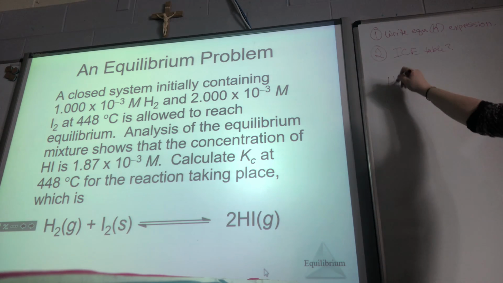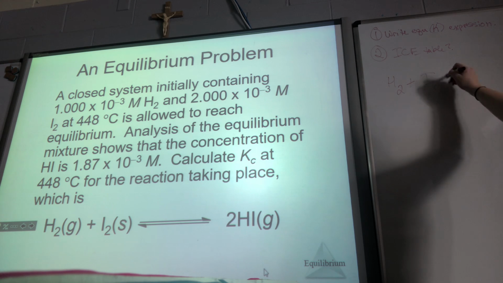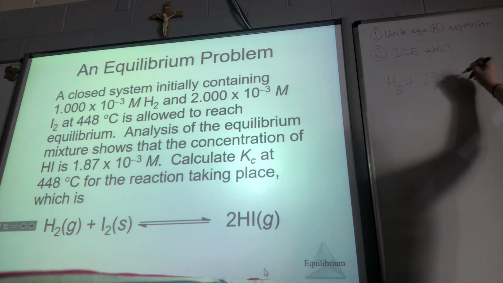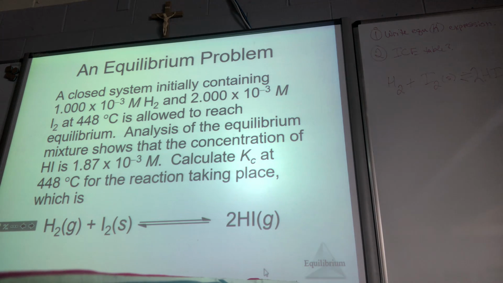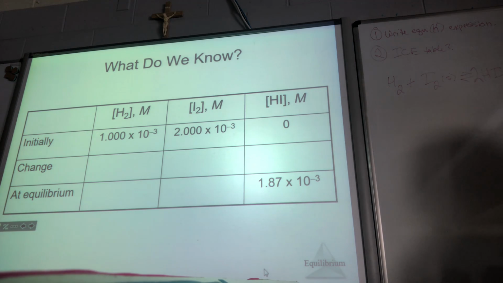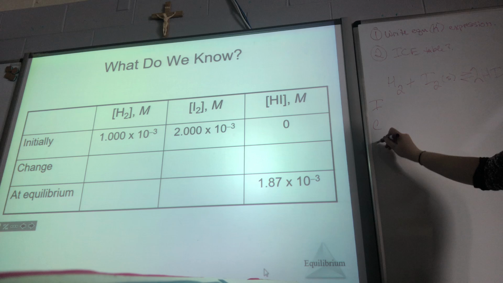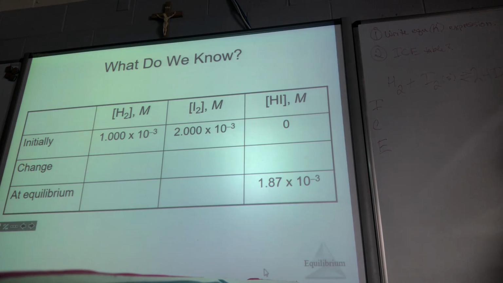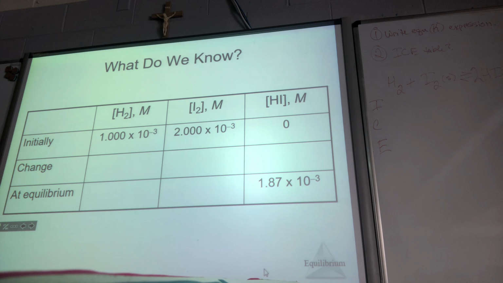When we write out our reaction, this is where we're actually going to be able to write out what we call an ICE table. Okay? Again, I, C, E. I stands for initial, C is change, E is what happens at equilibrium. If we want to get a K value, what numbers do we have to plug in? The initial, the change, or the equilibrium values? What do you think?